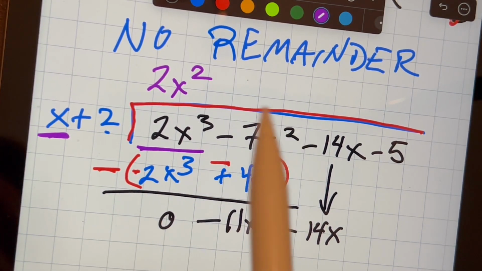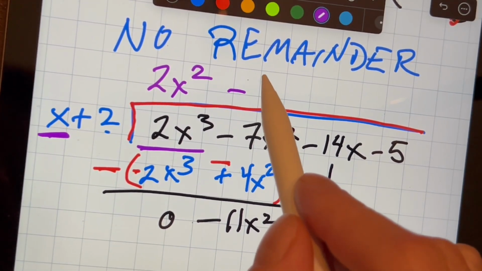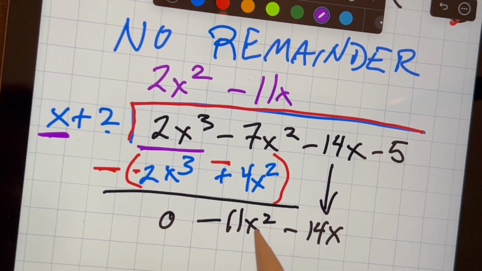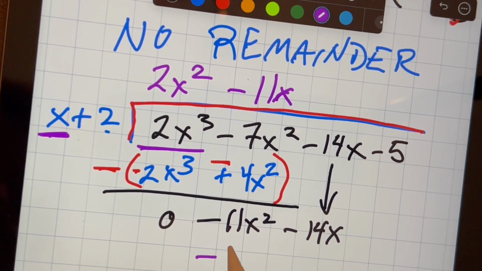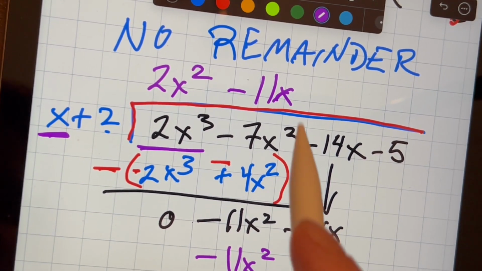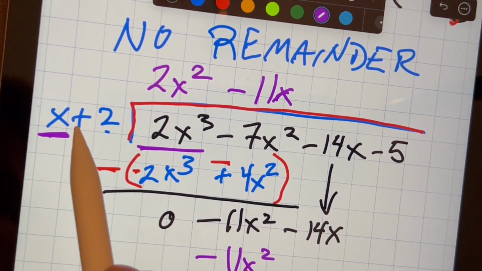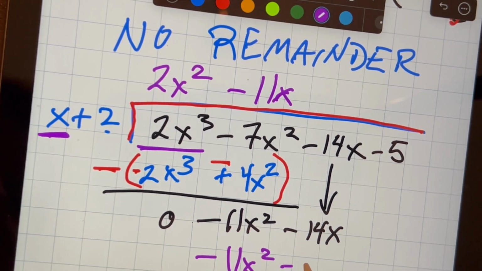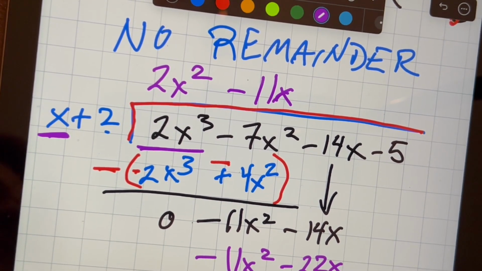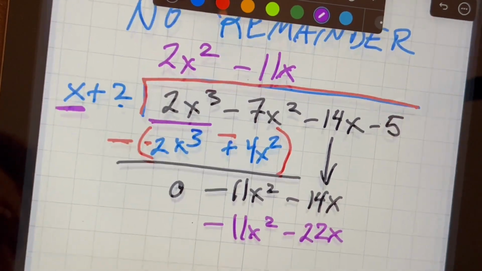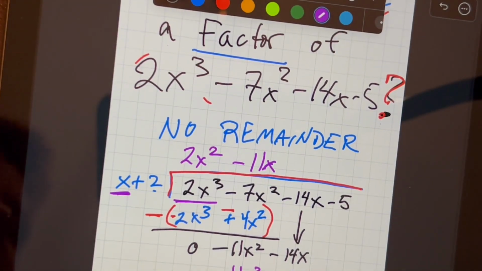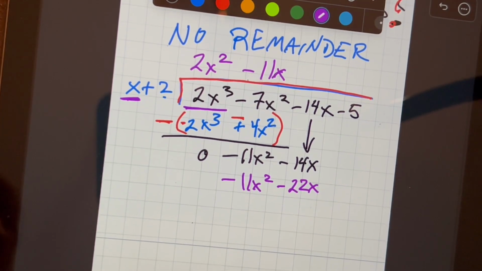Now we ask ourselves, what do we multiply x by to get negative 11x squared? We multiply it by negative 11x, negative x squared. So negative 11x times x is negative 11x squared. Negative 11x times positive 2 is negative 22x. Are you with me? I need to go a little narrower so you can see the whole thing.